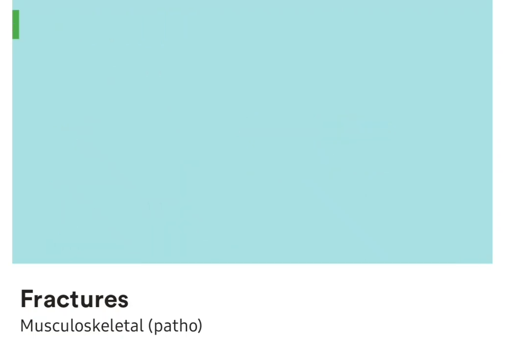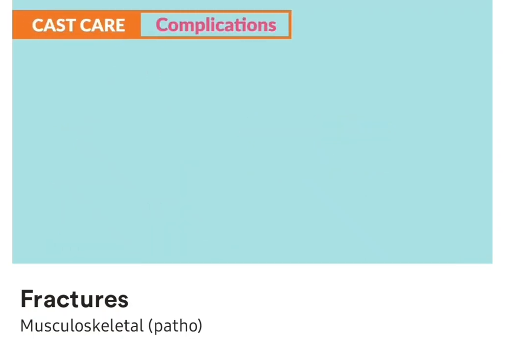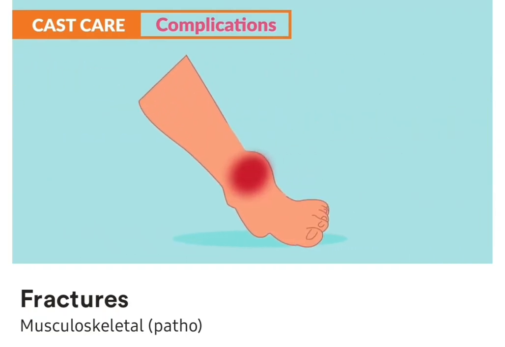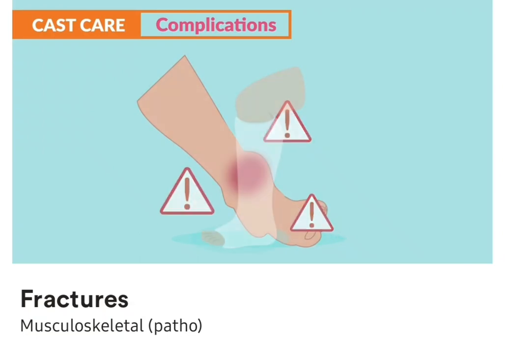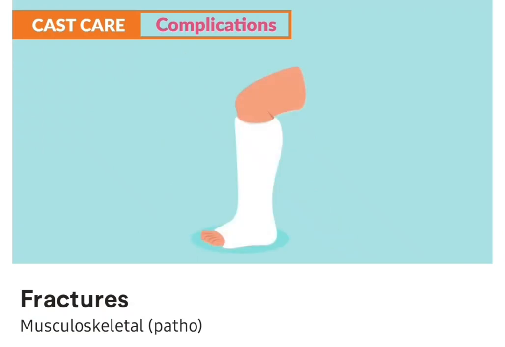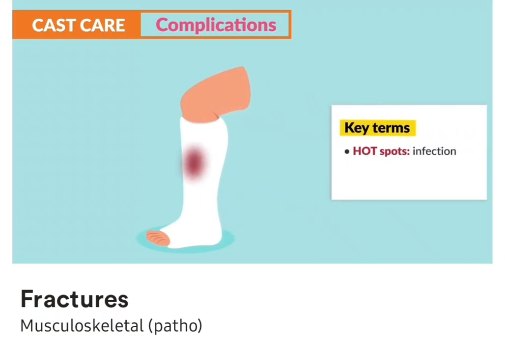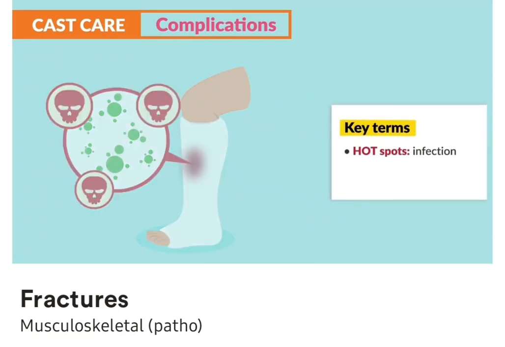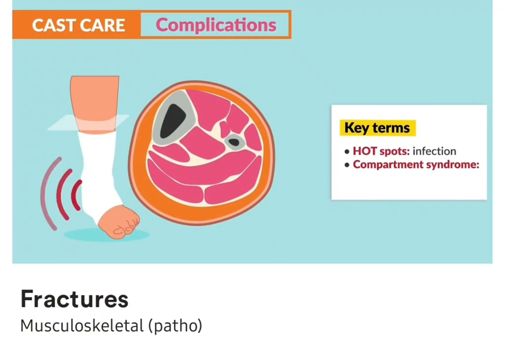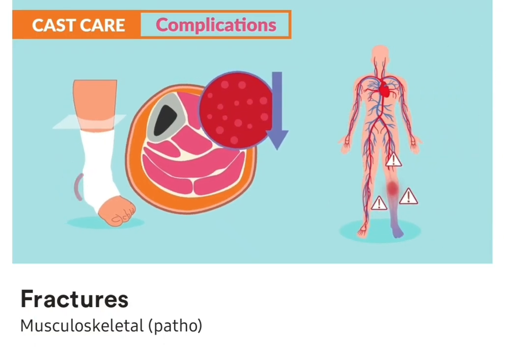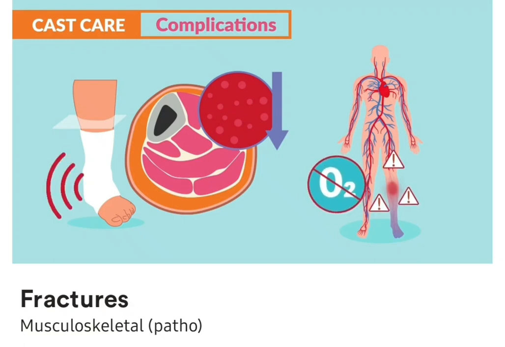Now, the next big topic here is cast care complications. These are the most tested, so just think about the patho here. You have a broken extremity that's big and swollen, and now we're going to wrap a hard cast around it? Well, that's very dangerous. So the key terms are hotspots, which indicate infection, and compartment syndrome, indicating decreased perfusion from uncontrolled swelling. That cuts off all blood supply and oxygen, resulting in a loss of limb.